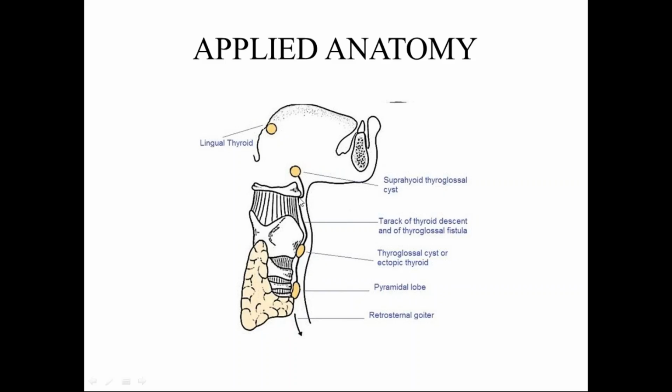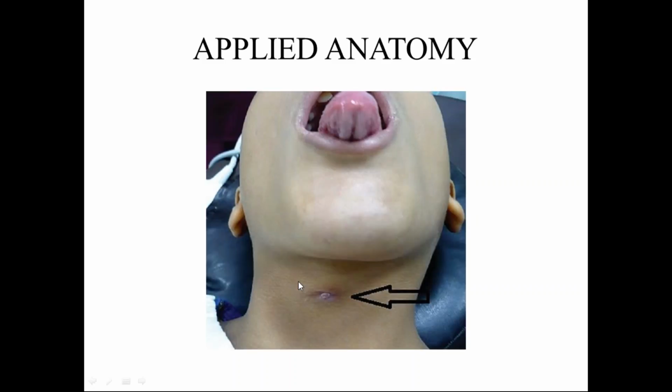So anywhere, ectopic thyroid means presence away from its normal site. Normally it should be present over here from C5 to T1, but here it is present at abnormal sites. Presence of thyroid tissue at abnormal sites is known as ectopic thyroid.